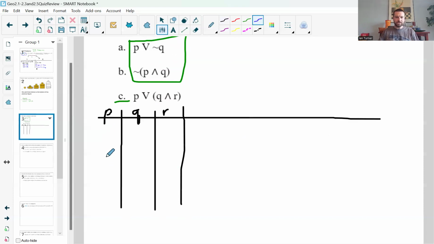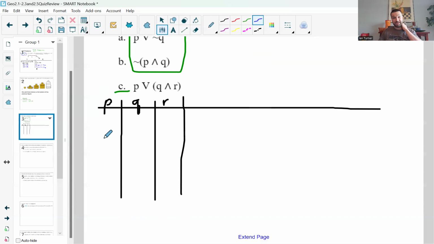So again, for the three statement one, we're going to go four truths. These first three columns you can always set up the same. We're going to go four truths and four falses. For Q, good old Q ski, we're going to go two truths, two falses.